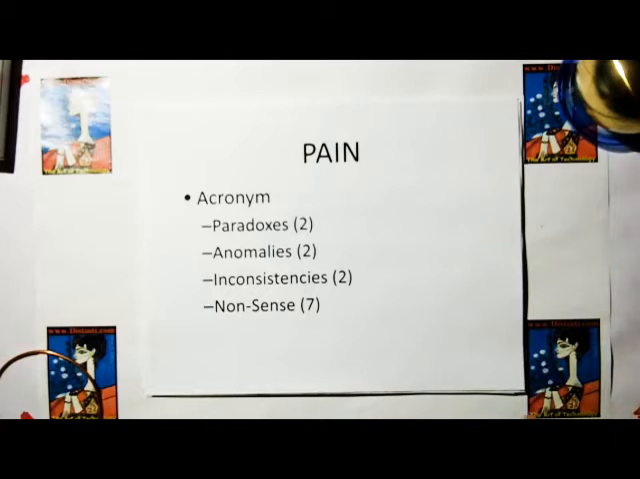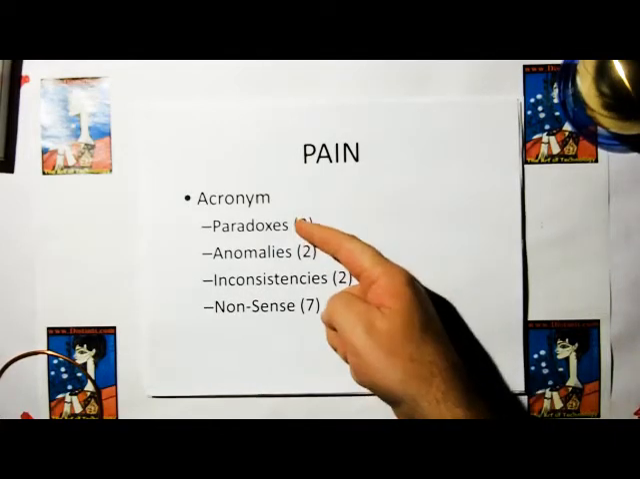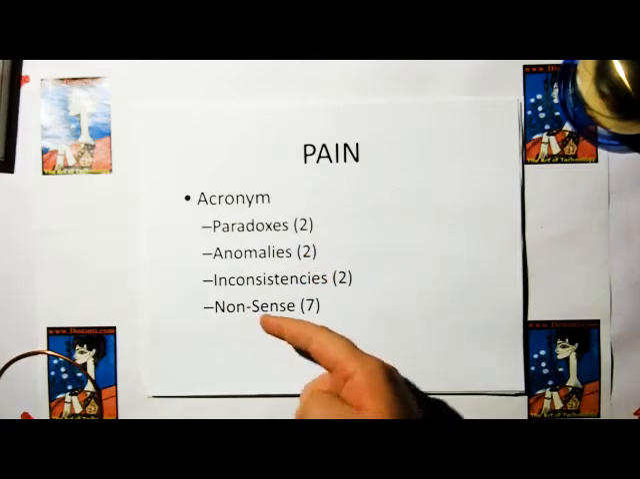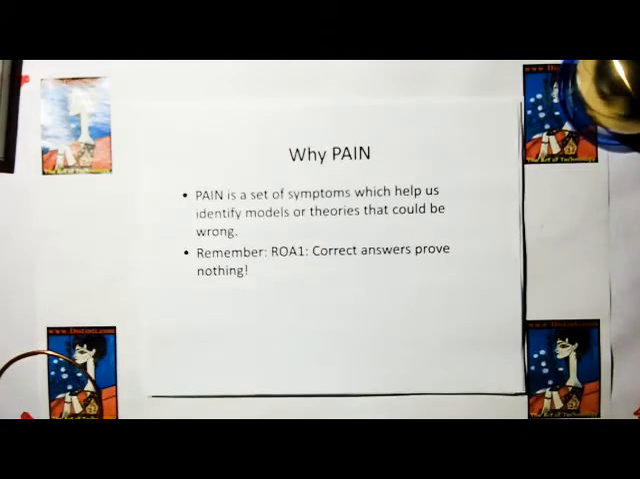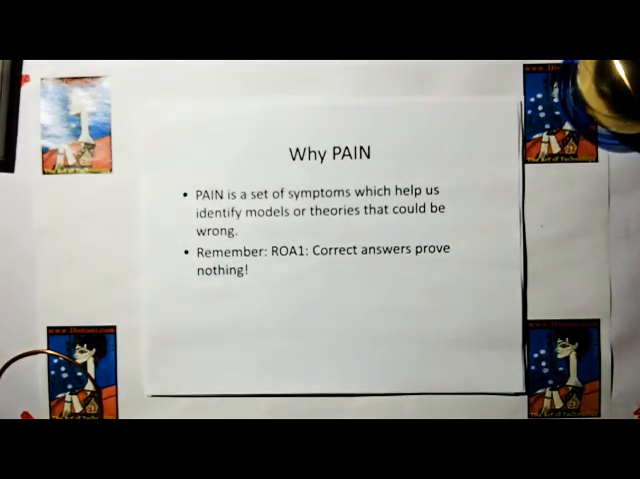Pain is an acronym I use that combines paradoxes, anomalies, inconsistencies, and nonsense. Why pain? Pain is a set of symptoms which help us identify models or theories that could be wrong. Remember, rule of acquisition number 1, correct answers prove nothing. Just because you have a model or theory that gives you a right answer does not mean it's a correct model.